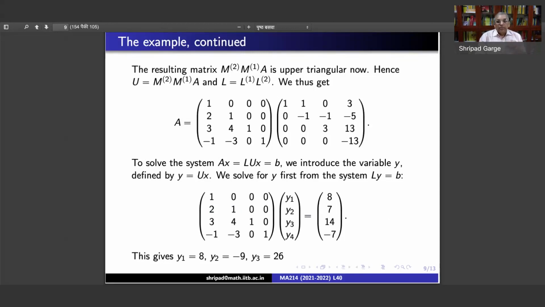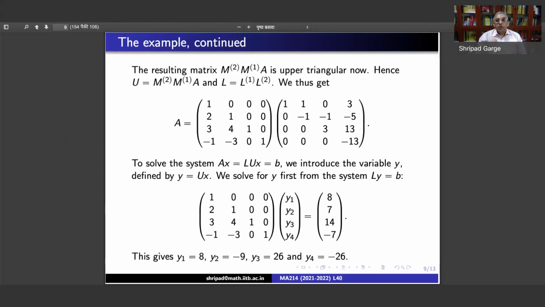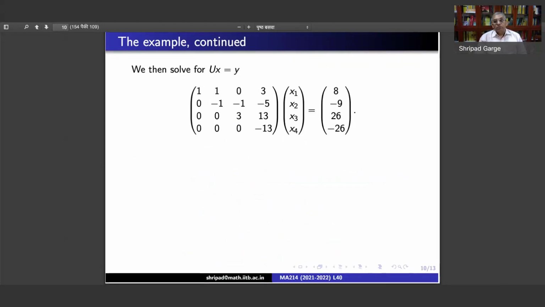And further, these three values, actually only first two, because the last row has a 0 in the third column. So only the first two are enough. It will tell you that y4 is minus 26. So these are the values for y1, y2, y3, y4, which we write, and now we have to solve for Ux equal to y. U is our upper triangular matrix that can be solved by back substitution. Okay, so these are the entries obtained for y: 8, -9, 26, and -26.